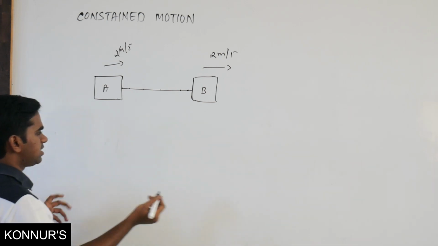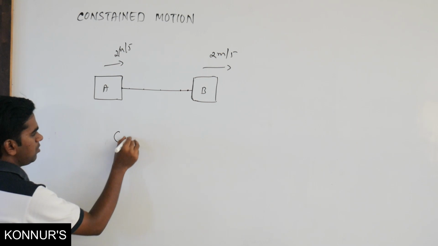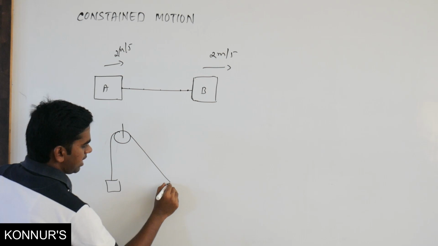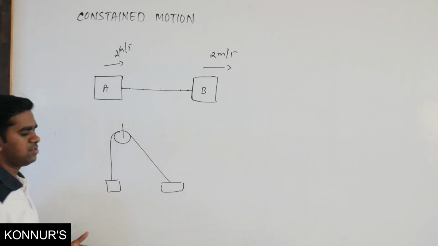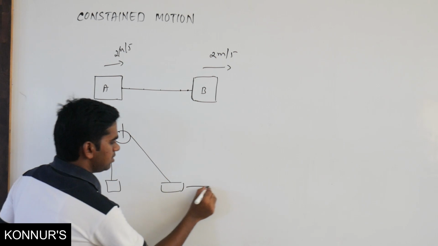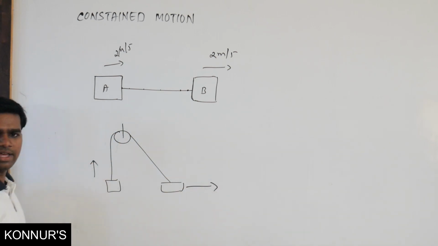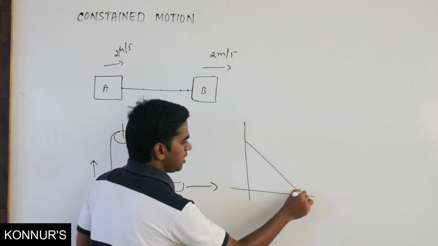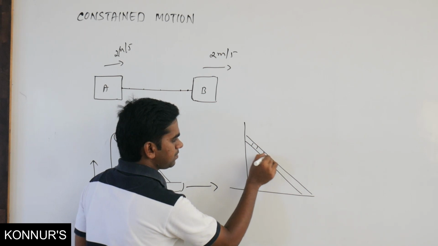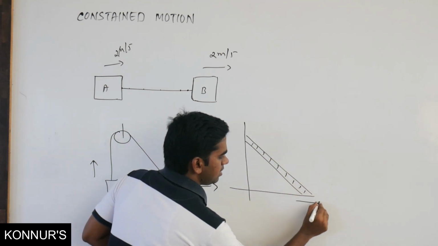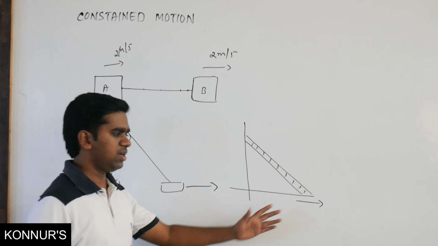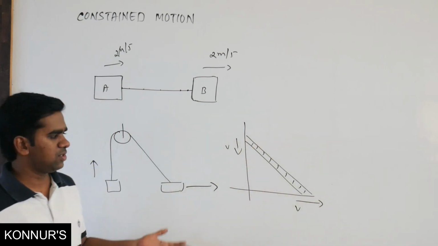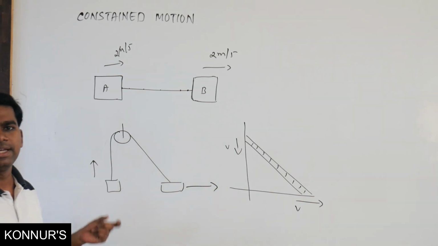But it is not always true. Constraint motion may be like this also. A pulley is connected here, and a mass is connected on this side, and another mass is connected on this side. This is also a kind of constraint motion. This is moving in this direction, this is moving in this direction. Or take the example of a ladder: if one end of the ladder is moving in the horizontal direction, the other end of the ladder is moving in the vertical direction. These are examples of constraint motion.